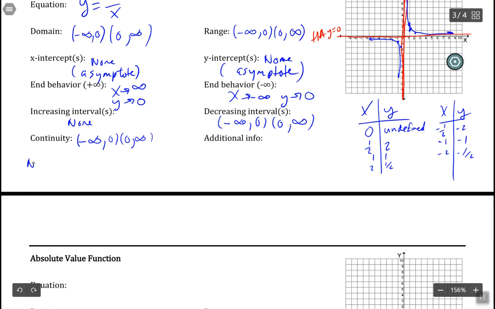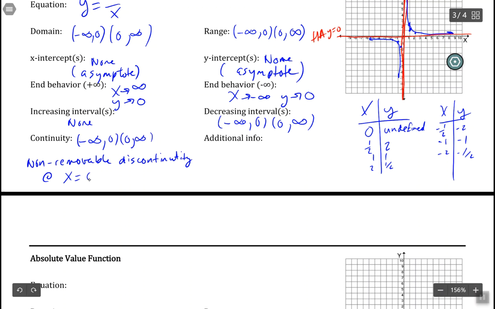We have a non-removable discontinuity at x equal to 0. What's this continuity? A non-removable.